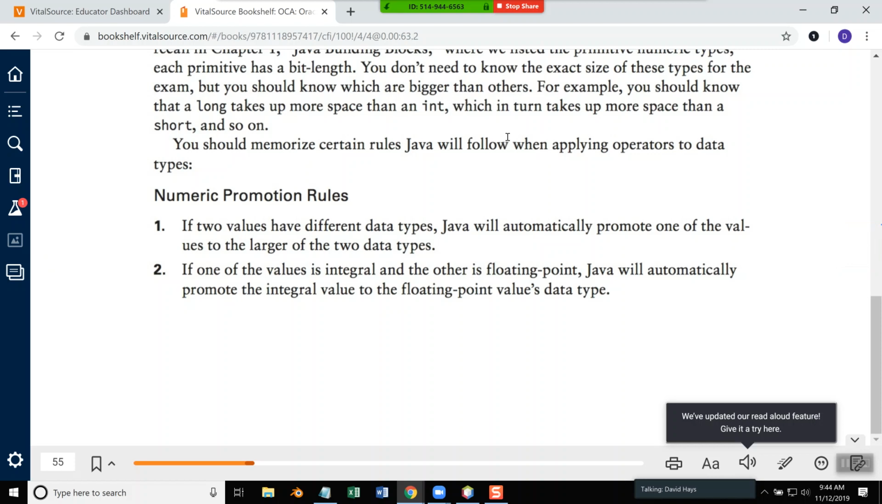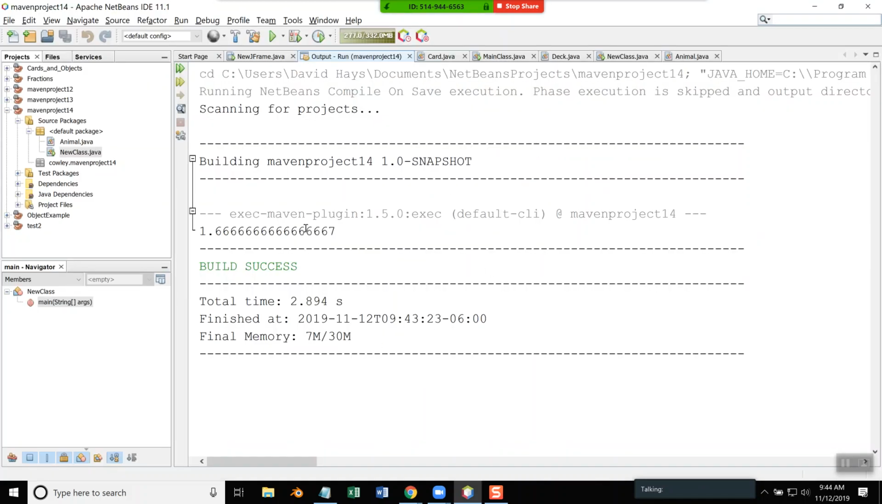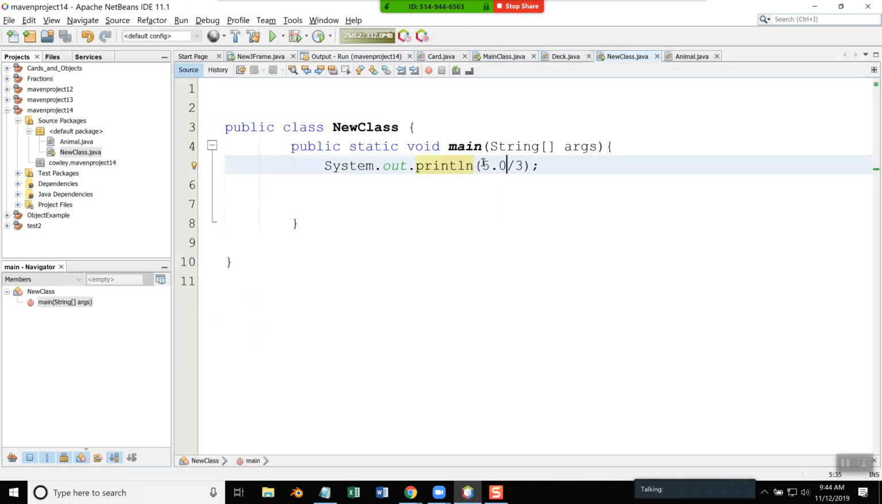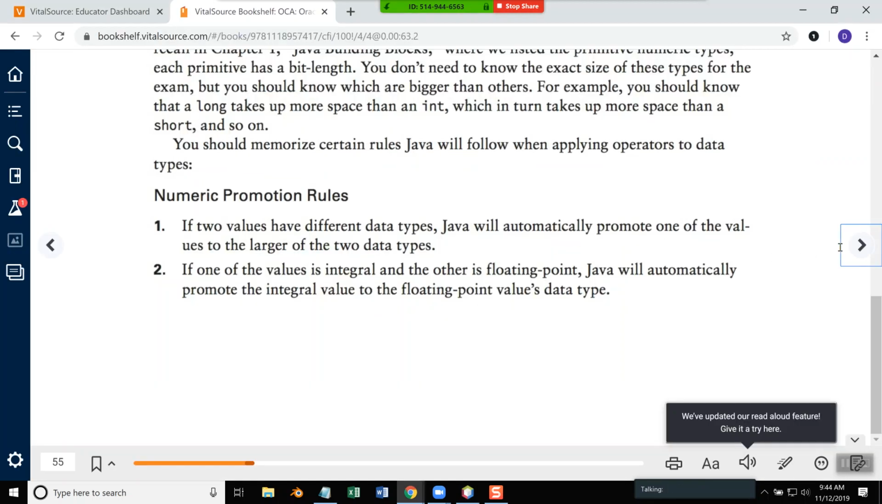Numeric promotion rules. If two values have different data types, Java will automatically promote one of the values to the larger of the two data types. If one of the values is integral and the other is floating point, Java will automatically promote the integral value to the floating point value's data type. This right here, when I threw a decimal on here, it did not take that backwards and say, okay, that's an integer, even though it technically is at the 0.0. It went to the next higher level. So it said it's a floating point.